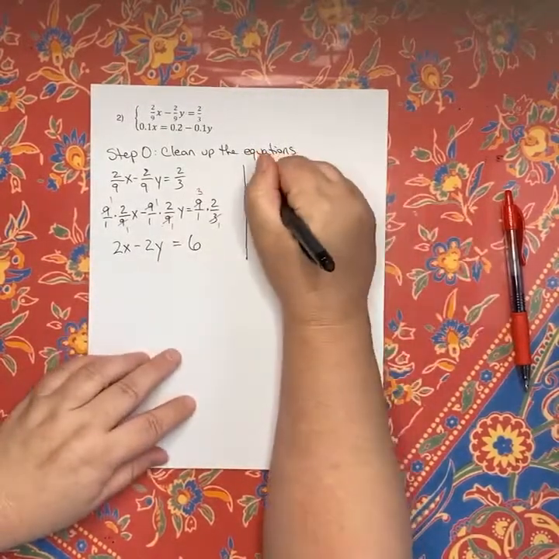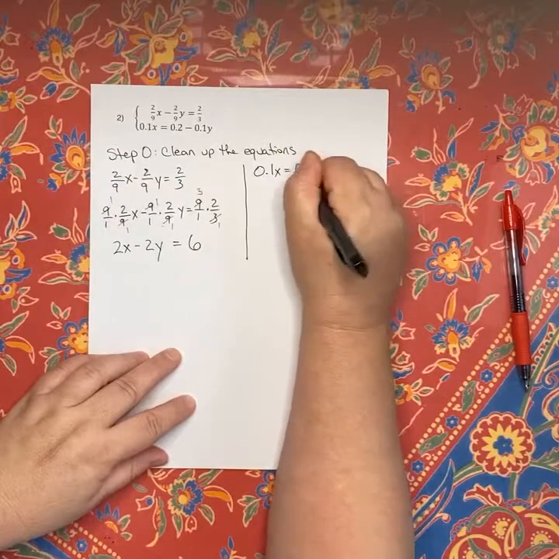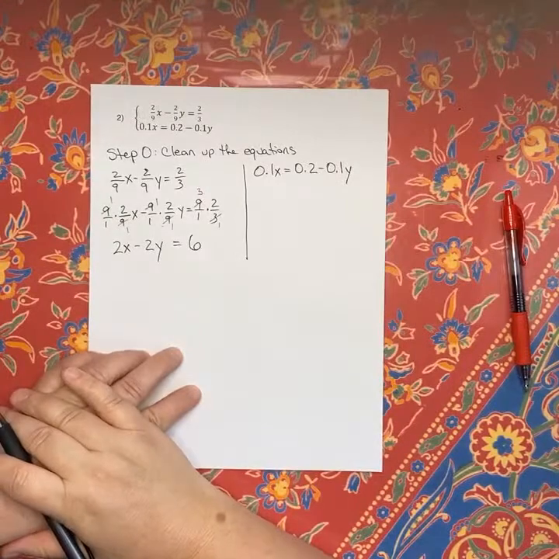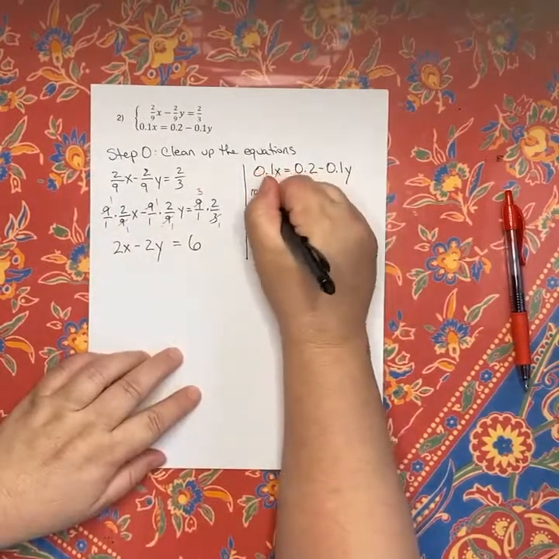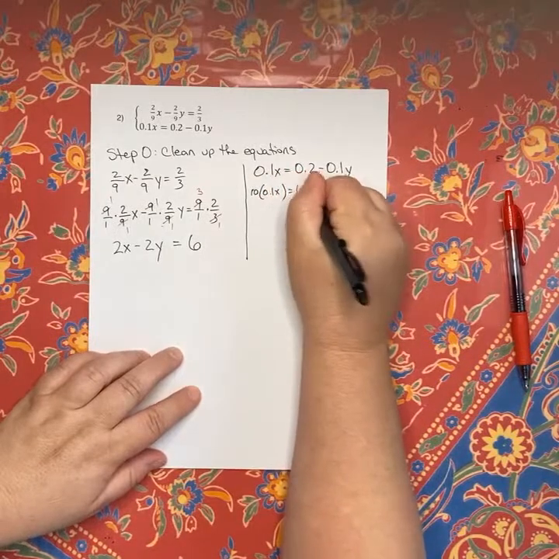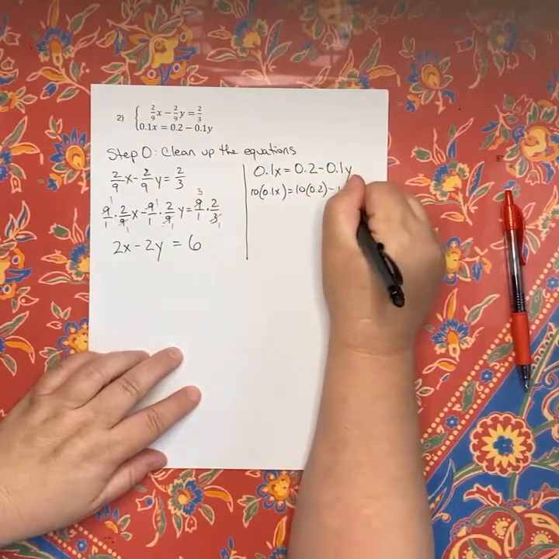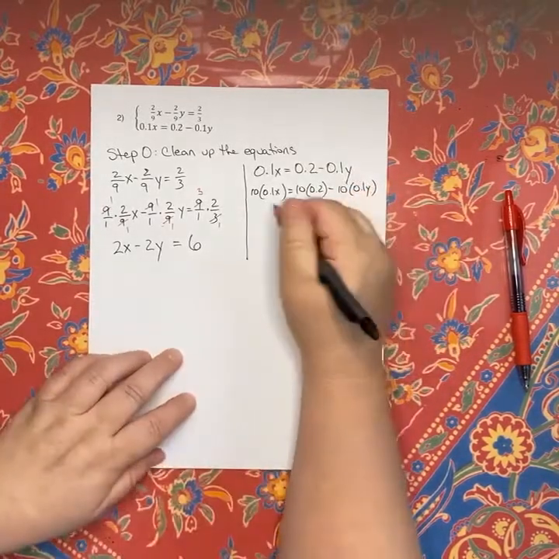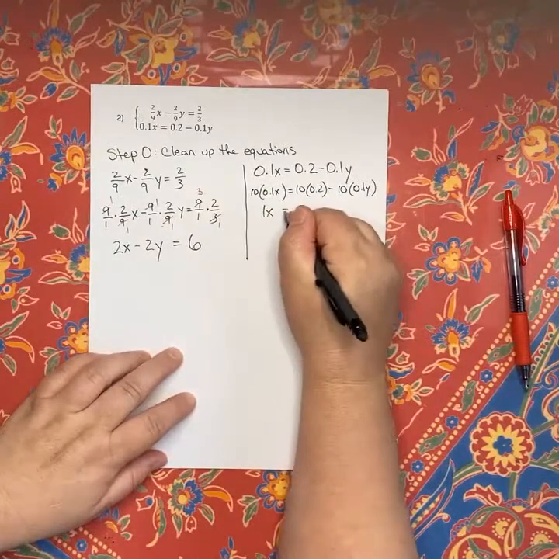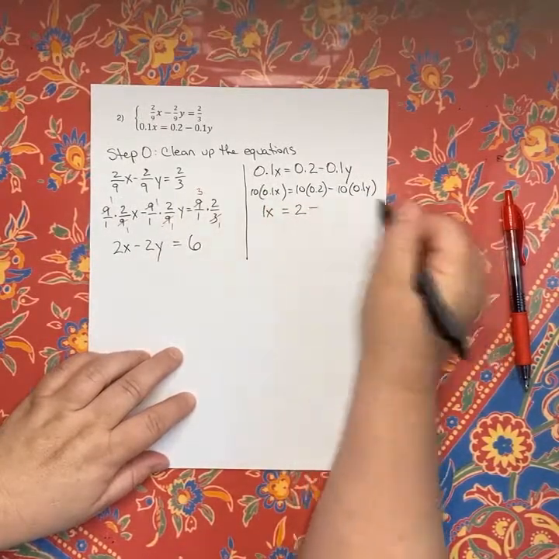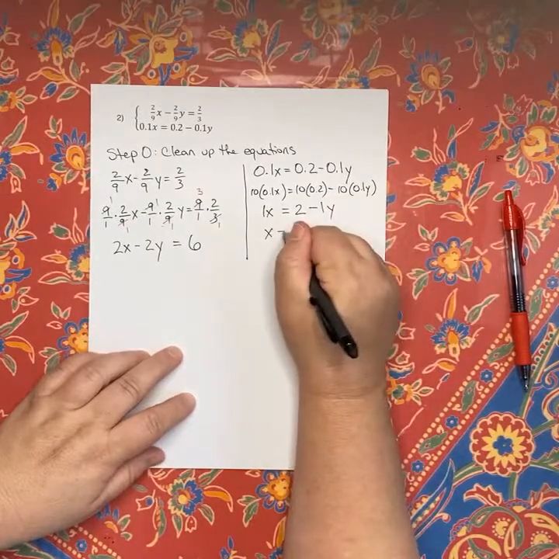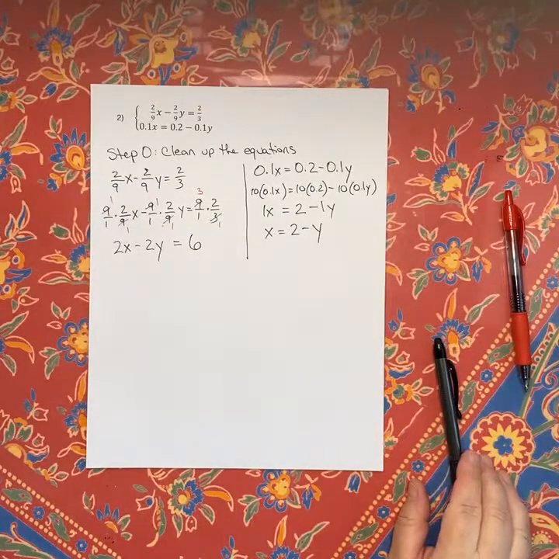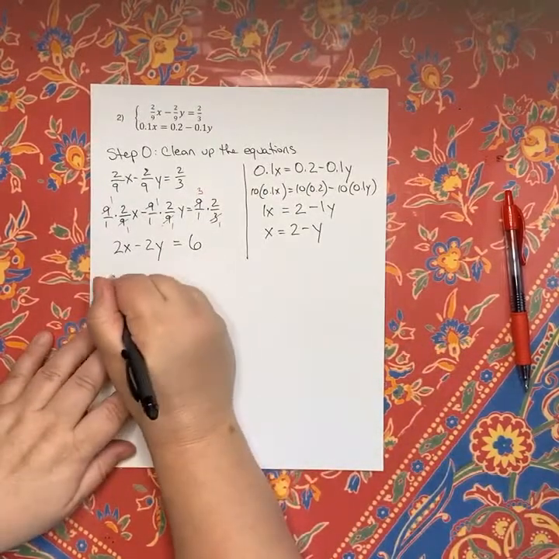Okay, the other equation, 0.1x equals 0.2 minus 0.1y. And what I'm going to do here is multiply by 10. So 10 times 0.1x equals 10 times 0.2 minus 10 times 0.1y. So far, so good. So this gets to 1x equals 2 minus 1y, or x equals 2 minus y. Okay, not too bad, not too bad. So far, so good. Now let's go to step 1.